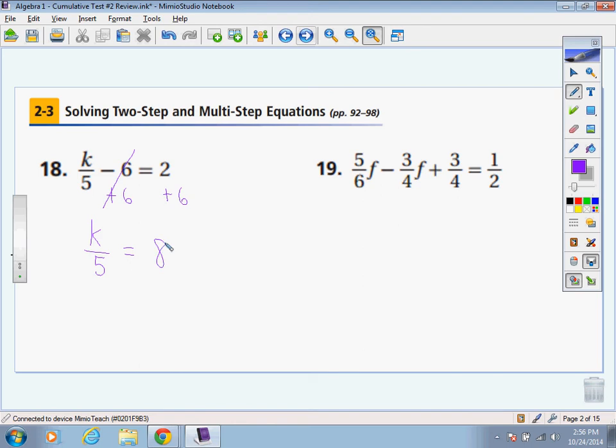And now in this step, I want to make sure that I get rid of the divided by 5 part, so I do that by multiplying both sides by 5. You undo dividing by multiplying. And the k will be by itself. 8 times 5 would be 40.